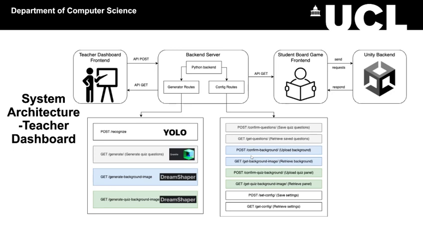The teacher dashboard is a React plus Vite web app allowing teachers to configure game settings, upload quiz questions, and customize the game. It communicates with the backend via REST API for content generation and configuration retrieval. The student board game built in Unity syncs with the teacher input by fetching quiz data, images, and settings from the backend. Unity handles both front-end and back-end logic, ensuring real-time updates and structured gameplay.